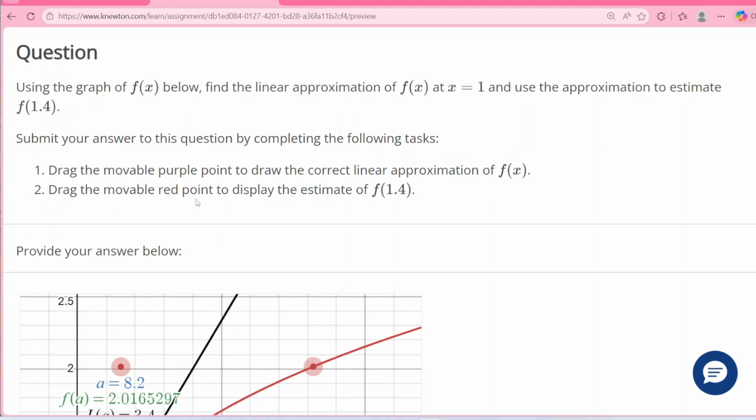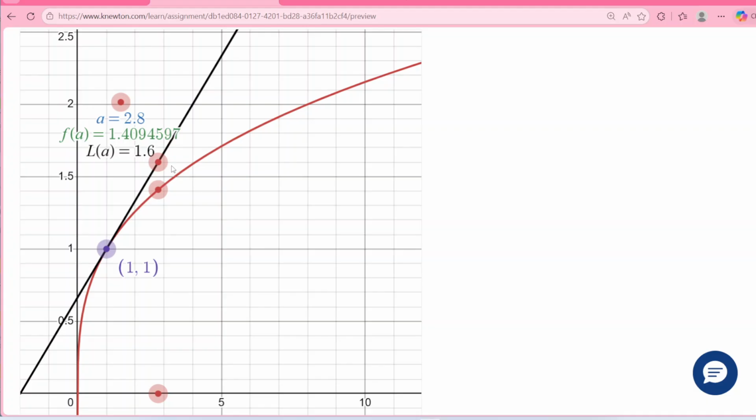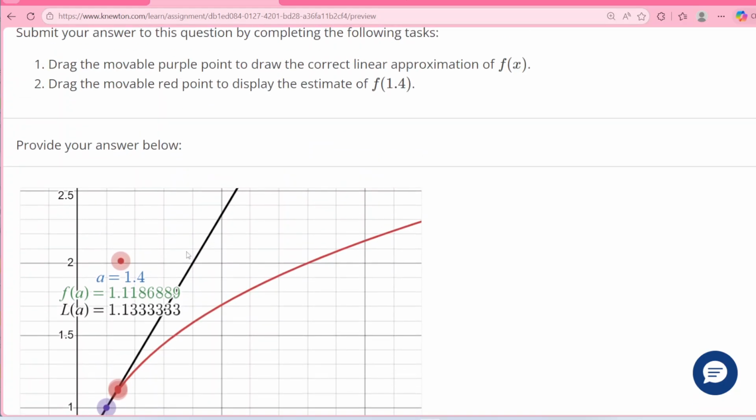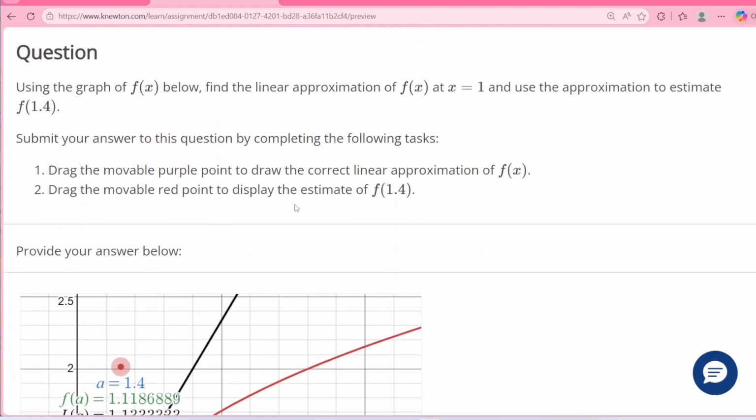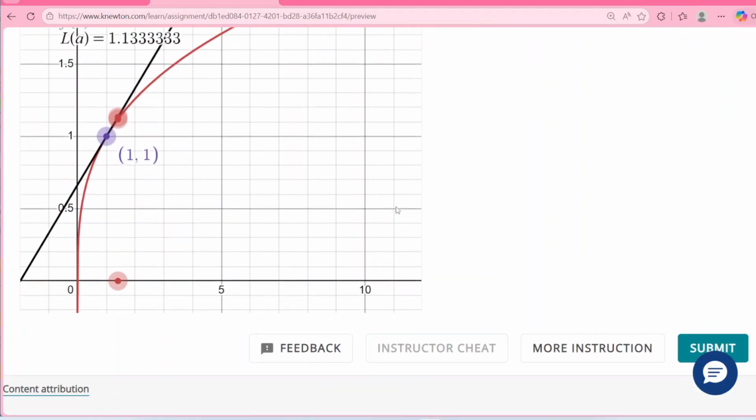All right, I moved the purple point to where x equals 1, and now drag the movable red point to display the estimate. This is the movable red point. We're going to 1.4. Right now the point is at 2.8, so I'm going to 1.4. So 1.9, 1.7, 1.4, right there. You see how a equals 1.4. Drag the movable red point to display the estimate of f at 1.4.